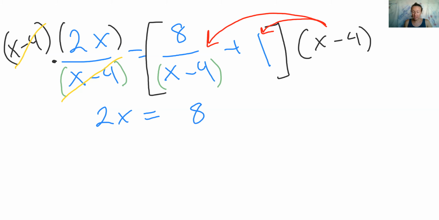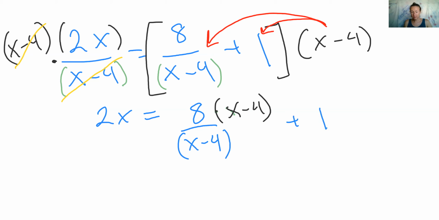What that's going to look like is 8 over x minus 4 times our x minus 4 here, plus our 1 times our x minus 4. That's why we needed that second set of parentheses right here, to really indicate that this has to get distributed to both of those terms. This is a term and the 1 is a term because they're separated by that plus sign.